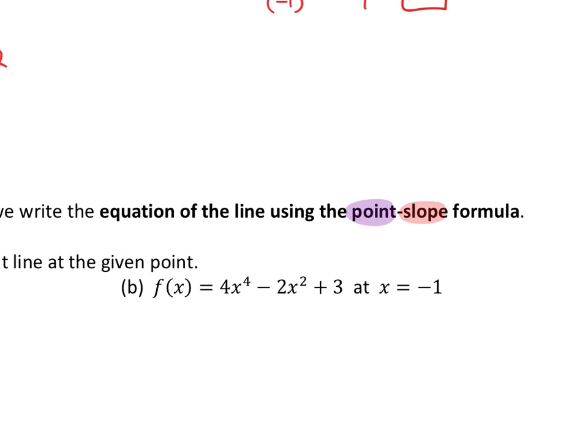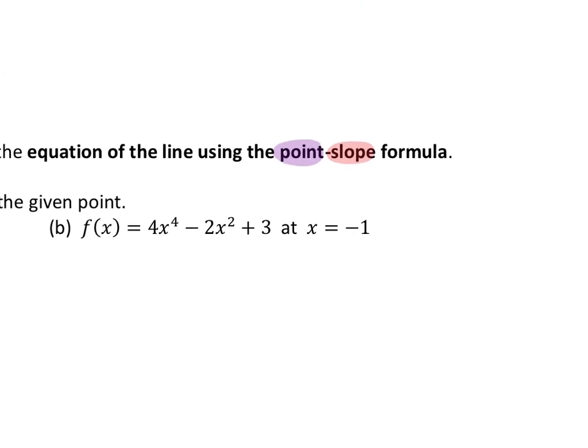Can you reach back in your brain and find out where point slope form is? Oh, great. Good start. y minus y1 equals m times x minus x1. In point slope form, listen to the name: point slope form. What two things do you need to write it? A point and a slope.